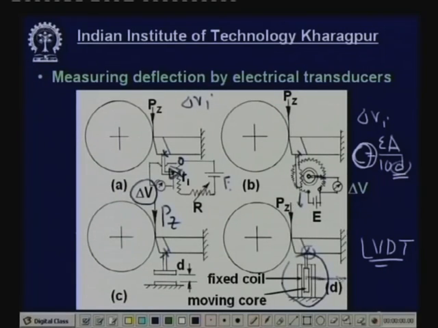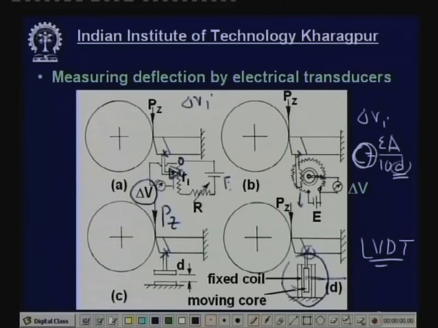Therefore, the voltage that will be generated into the secondary coil due to the movement of the core will be proportional to the force Pz. Now this relation will be established finally by calibration. So by calibration we can determine the value of Pz from the voltage obtained in the secondary coil of the linearly variable differential transformer. But here the movement should not be very large, it should be within a limit, otherwise the sensitivity will be lost.